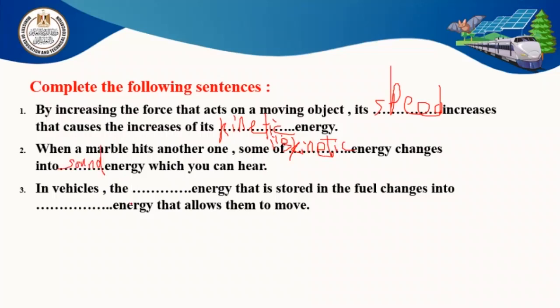Okay, in vehicles, the kind of energy that is stored in the fuel and the food is called chemical energy. It changes into kinetic energy that allows them to move. So we call the energy that is stored in the fuel or batteries or food chemical potential energy. So we can summarize it and call it chemical energy without potential.